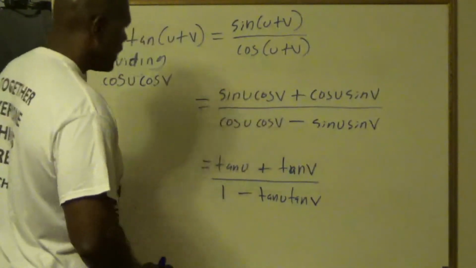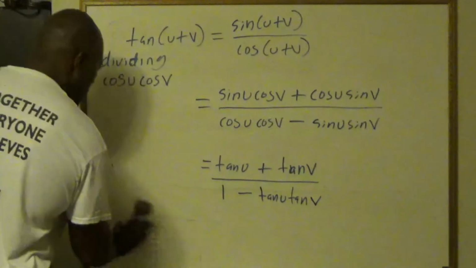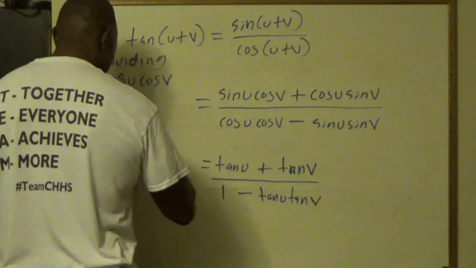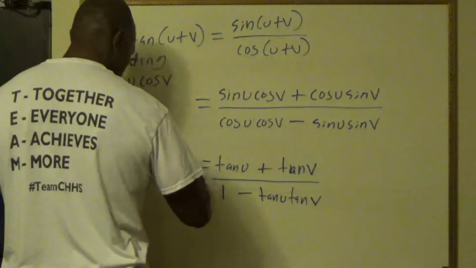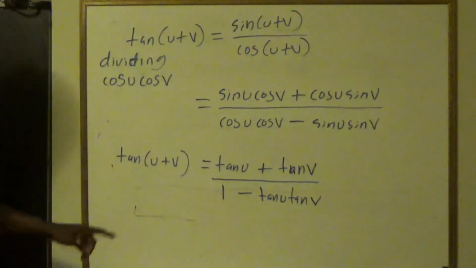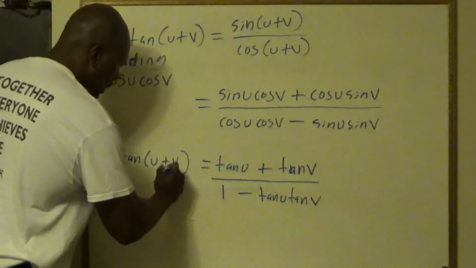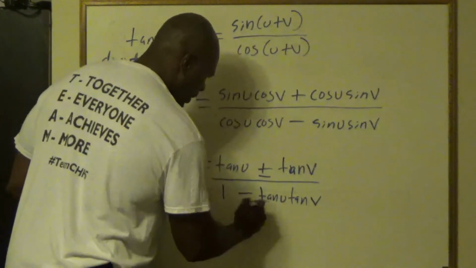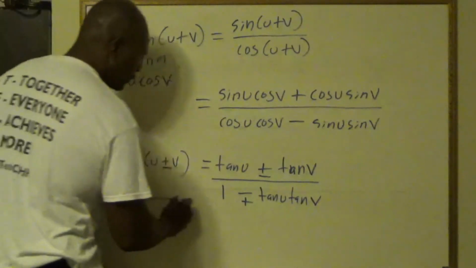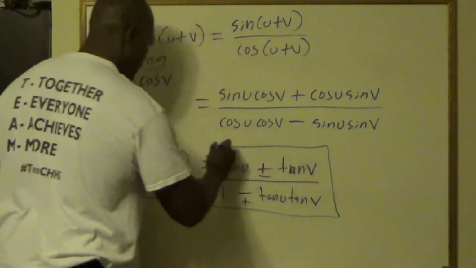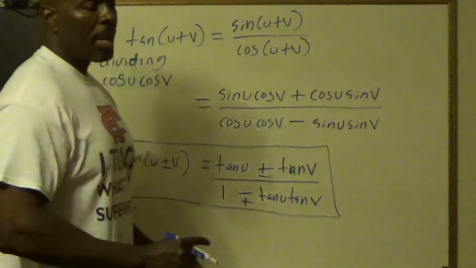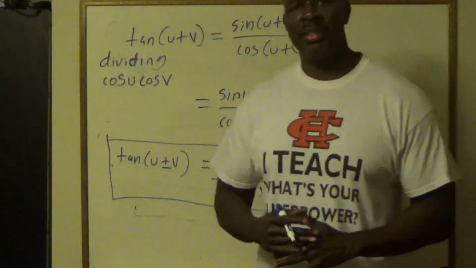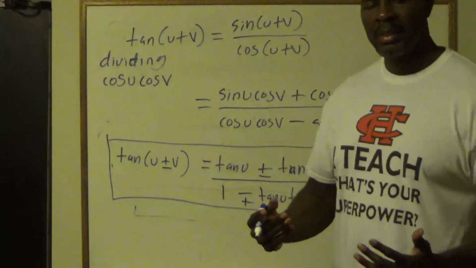So here is our identity for tangent of u plus v. And as you were probably thinking, if I wanted to do minus, that would be minus on top and that would be plus on the bottom. So that is how we get our three trig sum difference identities. Thank you.